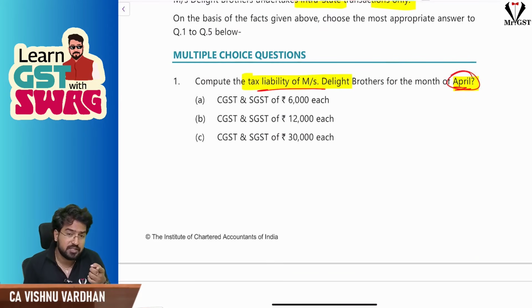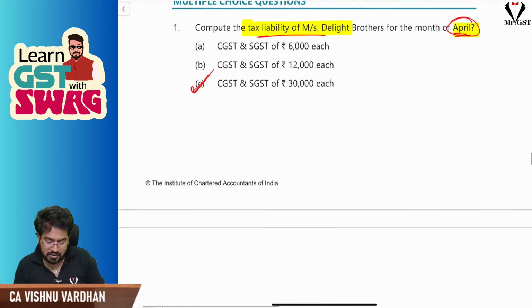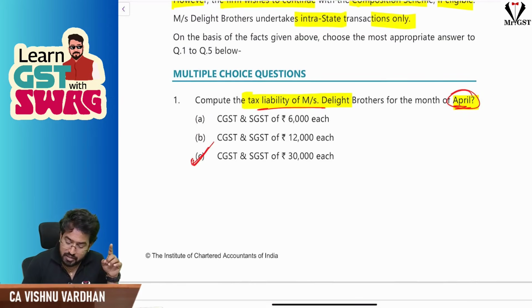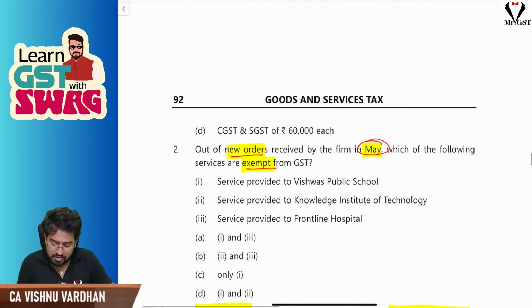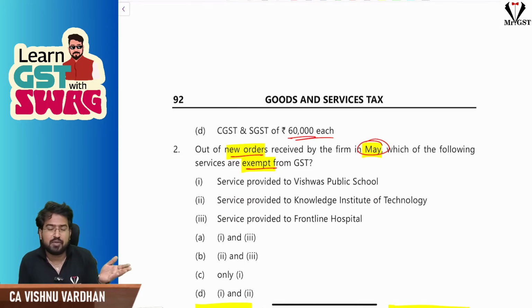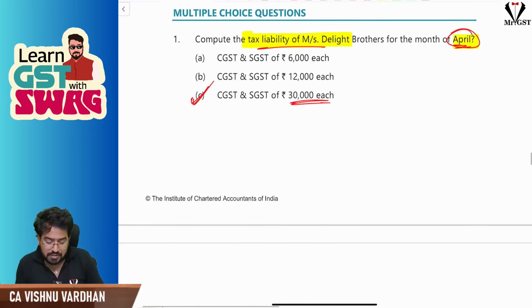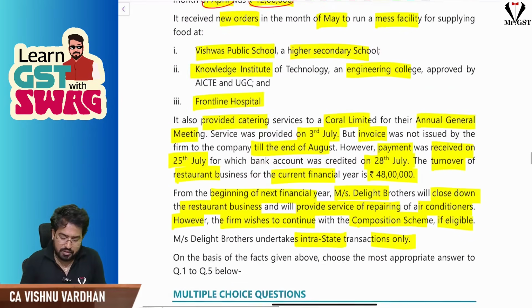April month, they give 12 lakhs turnover. Restaurant business under the composition scheme, 2.5%, 2.5%. So 12 lakhs into 2.5%, you'll get 30,000 each, CGST and SGST. Be careful here, 30,000 each. They give 60,000 as an option. You should not get confused. In the exam, you may get 60,000 for 12 lakhs into 5%, CGST plus SGST, 2.5 plus 2.5. But here they ask each. Each is 30,000. So that is the correct option.